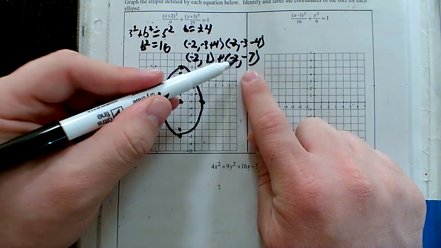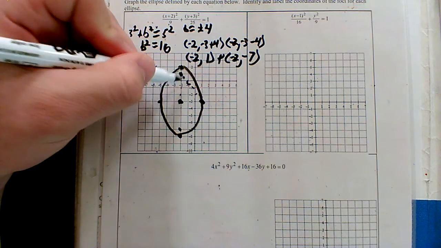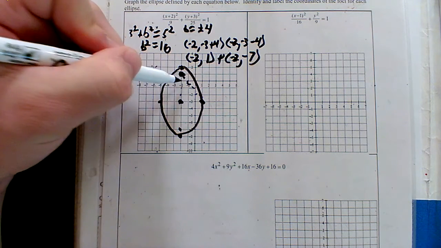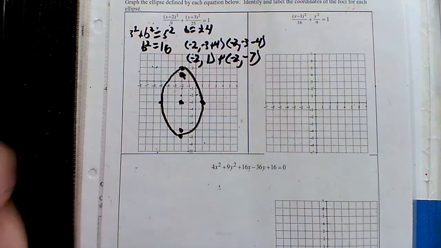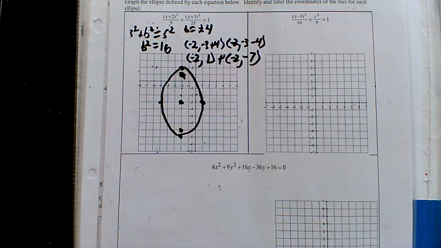-2, 1, -2, -7. So if you actually graph those, go to -2, 1, I actually get a point right there, and -2, -7, I get a point right there. So we can actually find where those 2 focus points are on our graph. Very good.